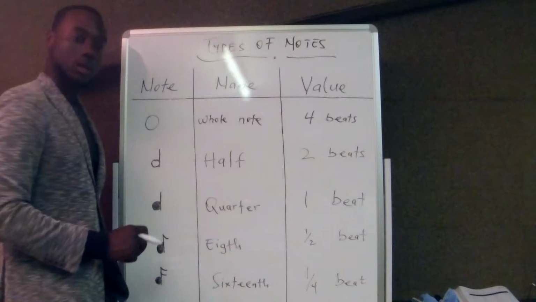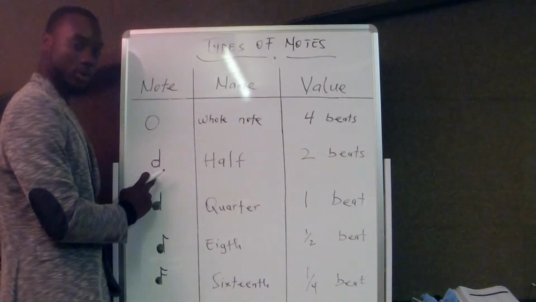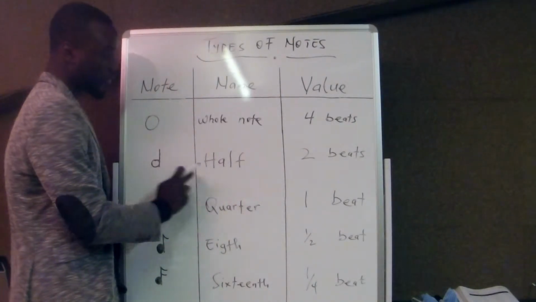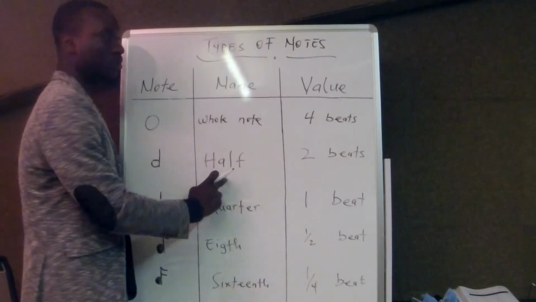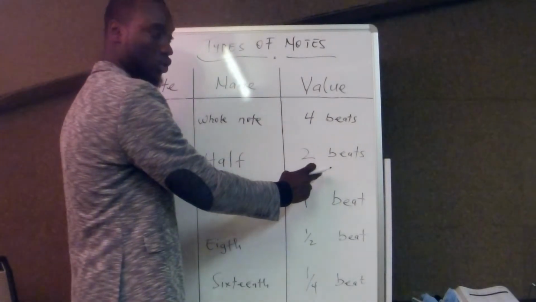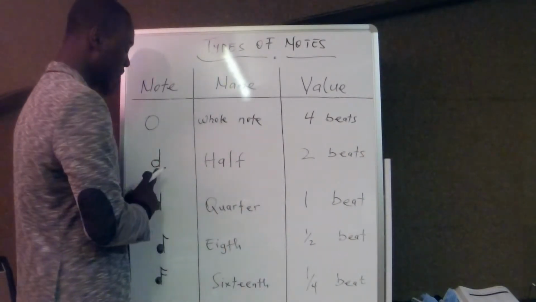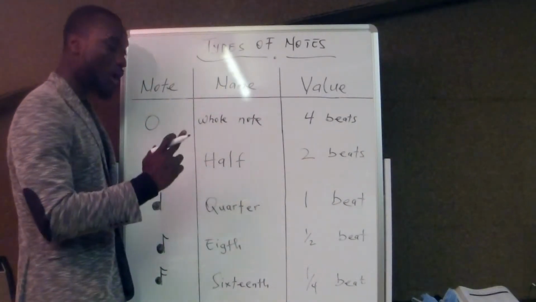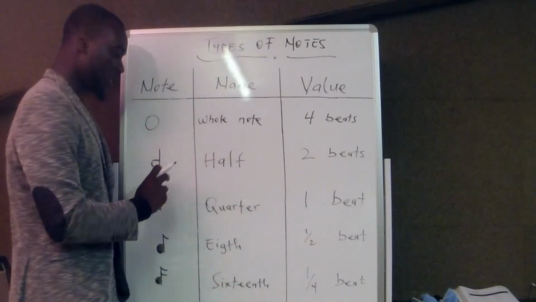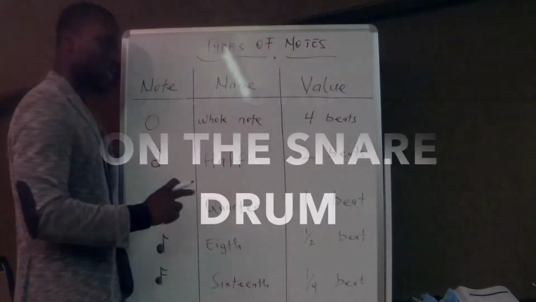Half note. This right here is the half note. This is the symbol for it. It's a half note and it's worth 2 beats. So every 2 beats, you would play one of these. If you're in a bar of 4/4, every 2 beats, you would have to play one of these.